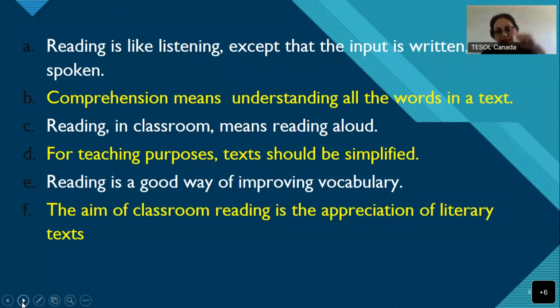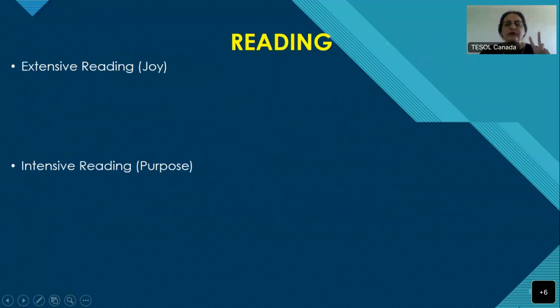So in your lesson plan, introduction, warm up, and leading. How you start the class, and then how you lead your students to the new lesson and start talking about the new lesson. We have two approaches for reading. We can say we have two forms of reading: extensive reading and intensive reading. Anybody knows what's the difference?